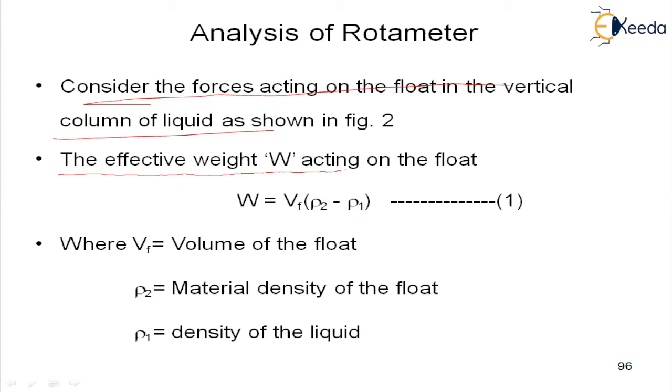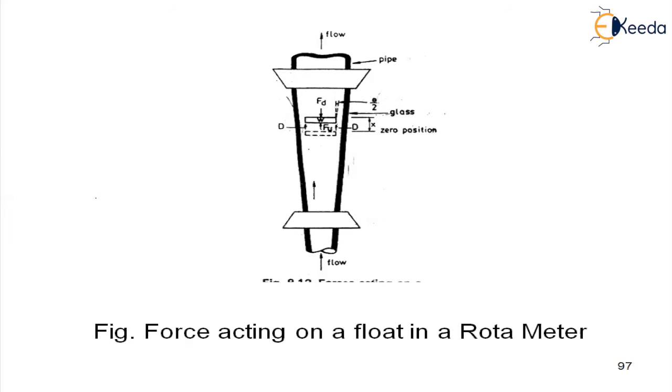The effective weight W acting on the float, I already told you, if this is a float, that weight is W, which is equal to Vf into (rho 2 minus rho 1). Vf is the volume of the float, rho 2 is the material density of the float, and rho 1 is the density of the liquid, my dear students. Now I am going to say what kind of total forces are acting under the rotameter. Let me depict it in a detailed manner. Concentrate, my dear students, it is pretty important over here.